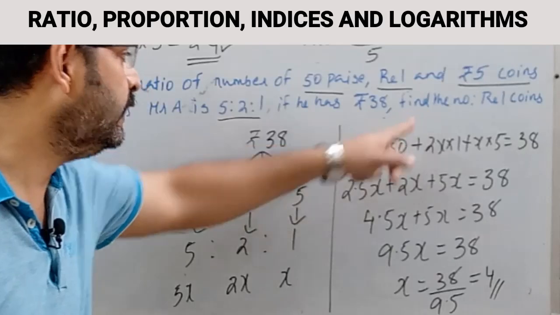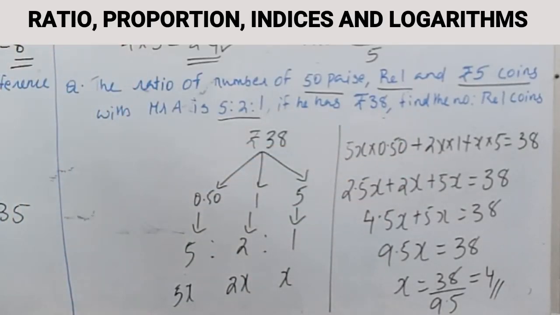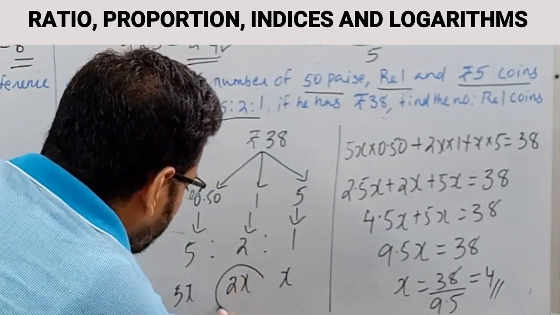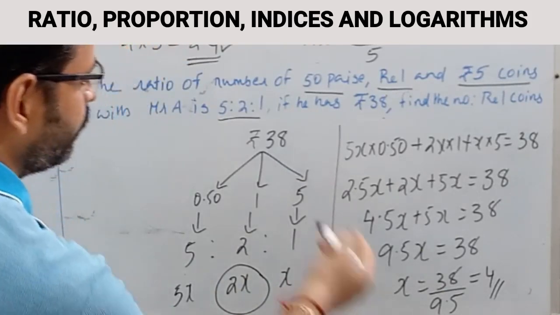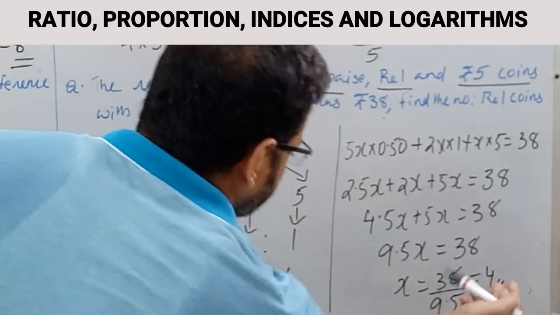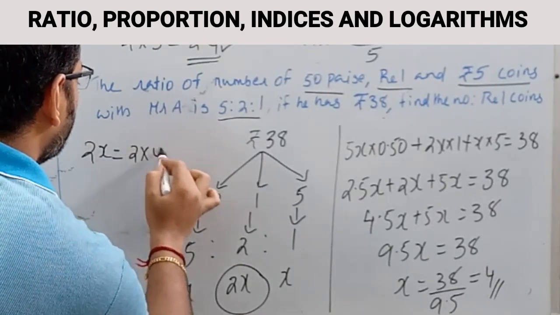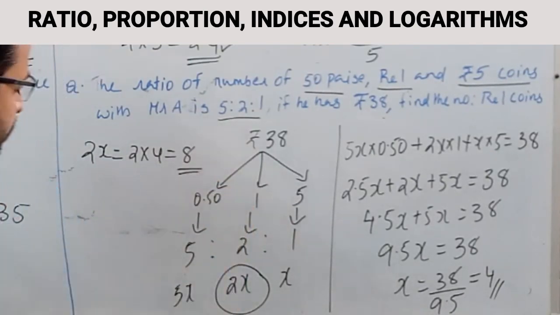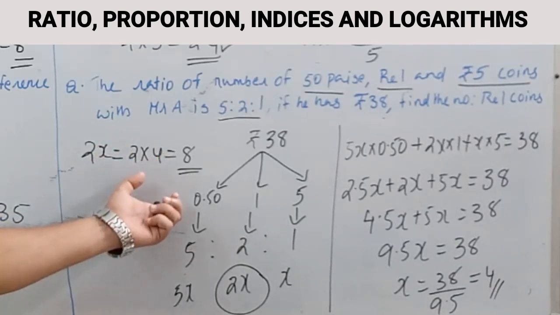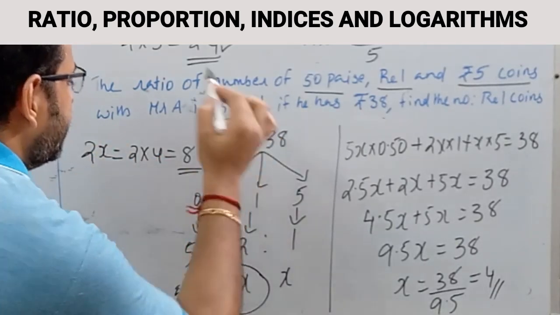We have to find the number of 1 rupee coins. We know that the number of 1 rupee coins is 2x. We get the value of x as 4. Therefore, 2x is equal to 2 into 4 equal to 8. That means Mr. A has 8 one rupee coins in his hand.